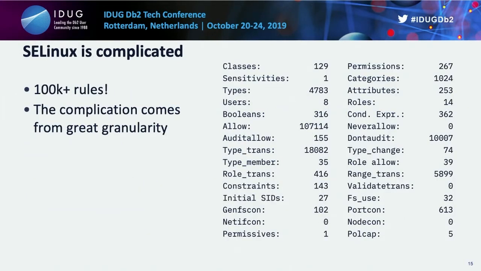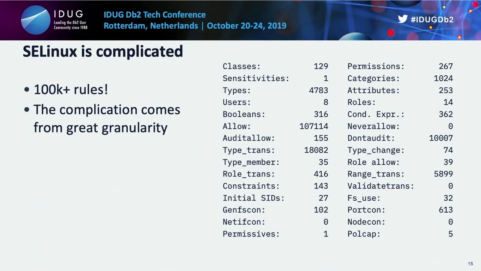SELinux is unfortunately very complicated. These are some stats you can get about the number of different objects in the system. You can see under allow here, there are 107,000 allow rules saying this is allowed to do this. So it's too much for anybody to go in and perfectly understand. But these are all part of open source systems. People have looked at it and helped develop it to keep systems secure. Those aren't all for Db2. There are only a few for Db2. This is just what comes out of the box on a RHEL 7 system. You can see we have 8 users, 14 different roles.